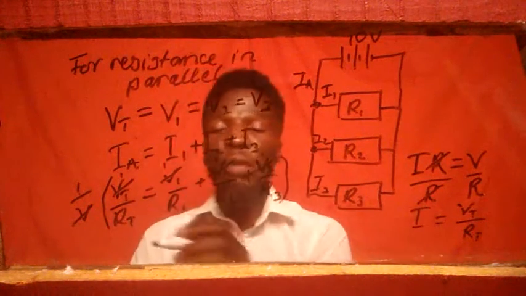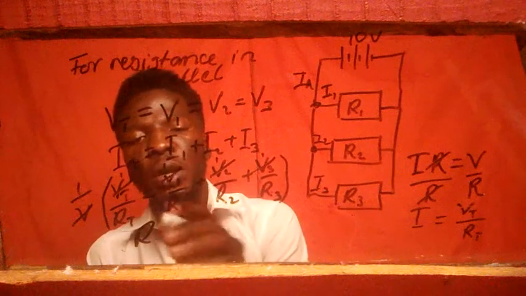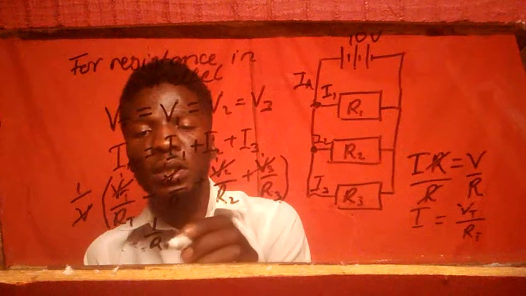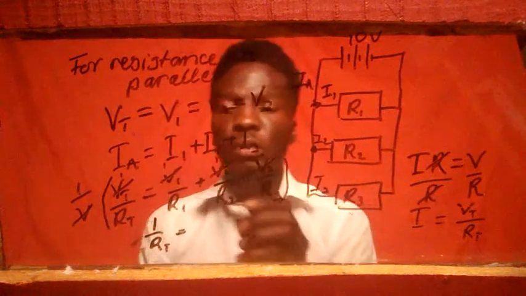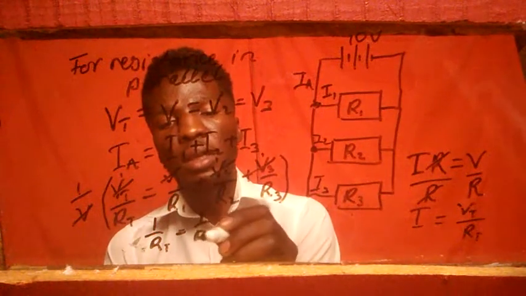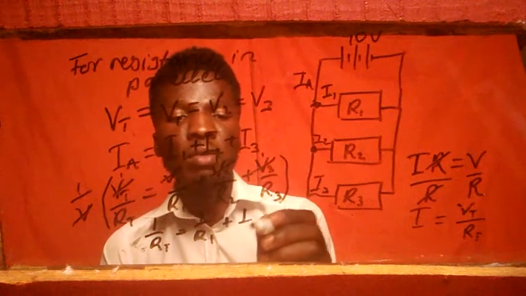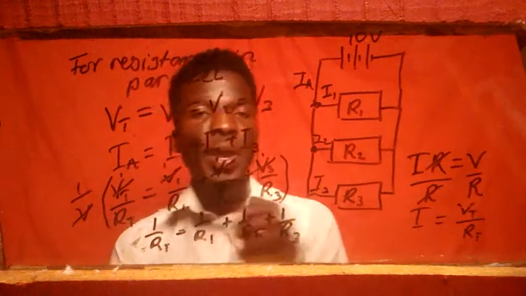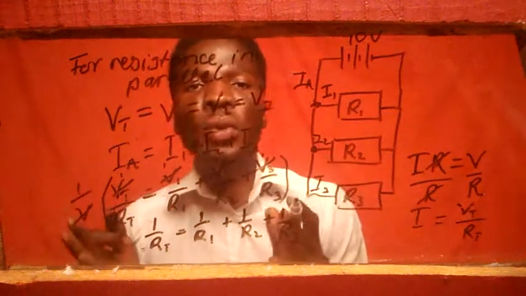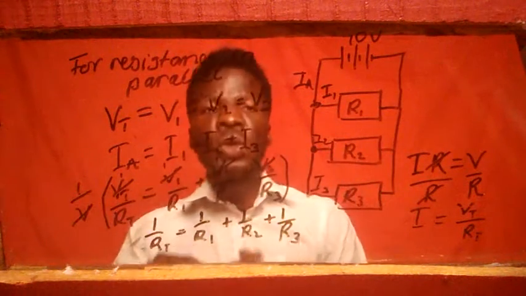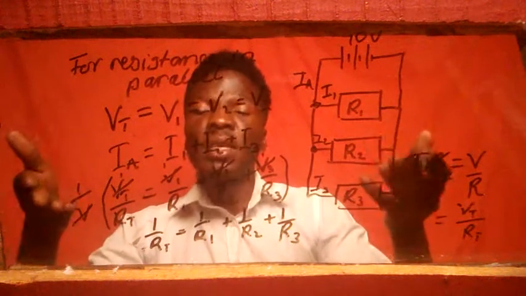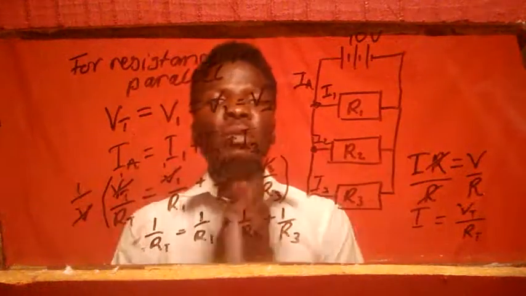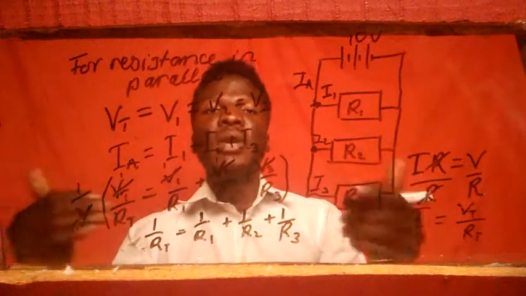And we're going to have a formula which will give us 1 over the total resistance being equal to 1 over R1 plus 1 over R2 plus 1 over R3. And basically that is the equation that we use to calculate the total resistance for resistors that are connected in parallel. In our next presentation, we're going to look at how we can solve questions to do with resistors that are connected in parallel.